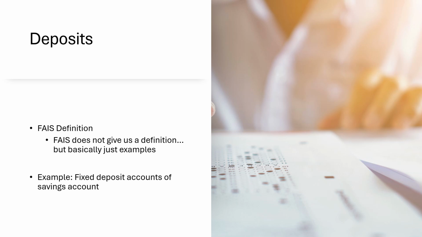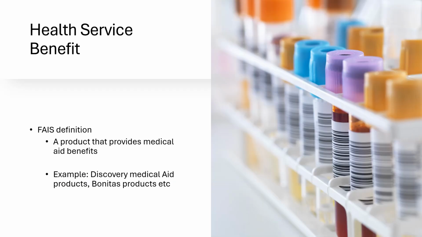Deposits. So the FAIS definition, they just give us examples actually. It says fixed deposit accounts or savings accounts. So there's no actual definition. It's just telling us a fixed deposit account, so 32-day notice, 60-day notice, 12-month notice. Well, I don't think there's a 12-month notice, but a fixed deposit account or savings accounts that you have with your bank, those are regarded as deposits in terms of financial products.